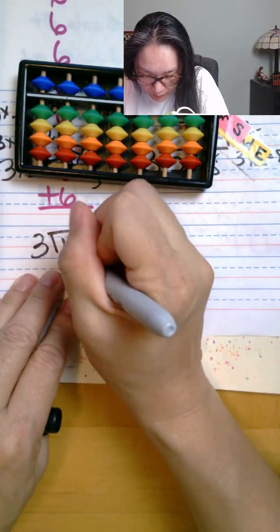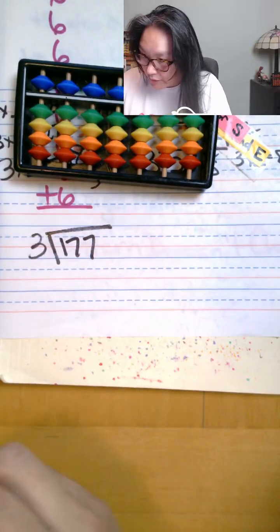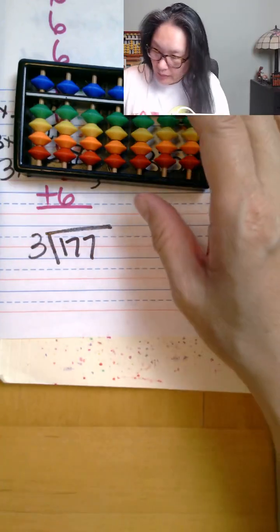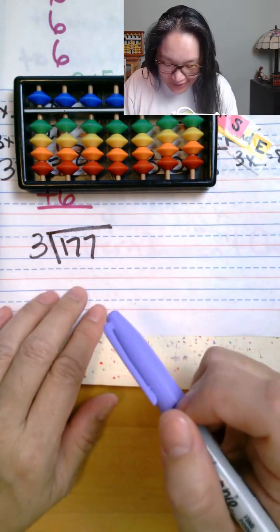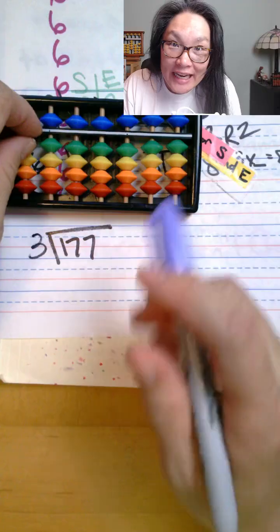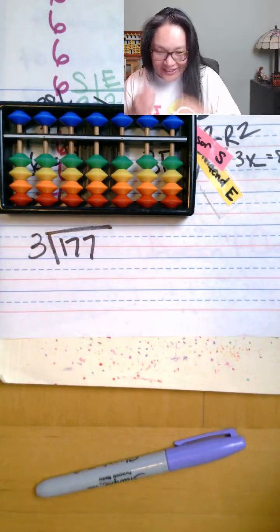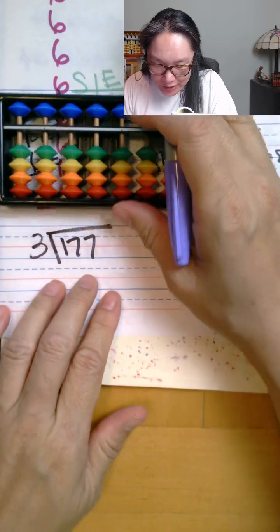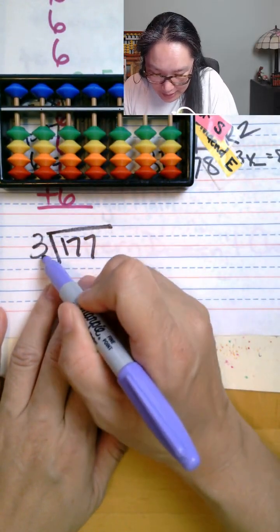3 divided by 177. So again, what we're going to do is find our starting point. So what is our starting point? You're going to need more paper. Well, if we did it on the abacus, I wouldn't need any paper. Okay, let's try it.